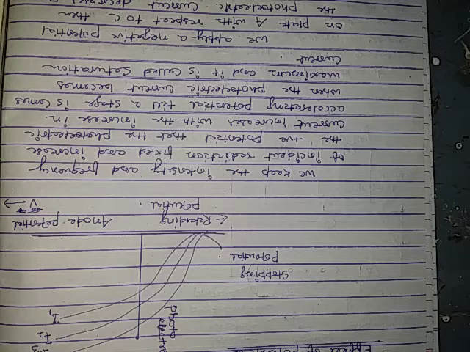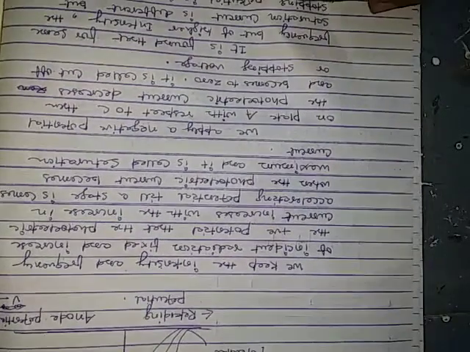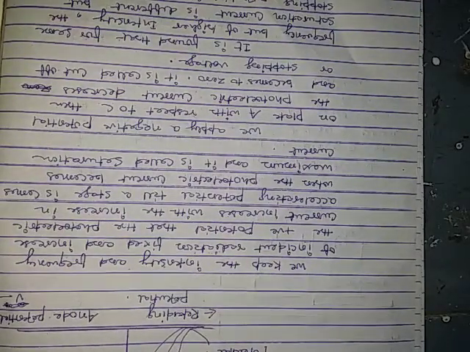Now we apply a negative potential on plate A with respect to C. Then the photoelectric current decreases and becomes zero. It is called the stopping potential, or cut off or stopping voltage.